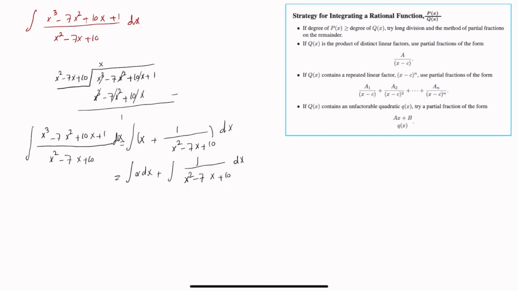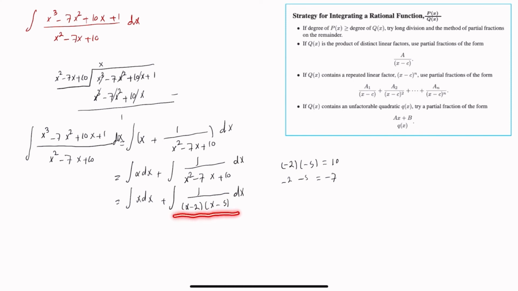So I want to find two numbers that when I multiply them, it results in 10, and when I add them, it results in minus 7. These two numbers are minus 2 and minus 5. When I multiply them, it's going to be 10. Then when I add them, it's going to result in minus 7. Therefore, we have the integral of x dx, and then this integral is going to be equal to the integral of 1 over x minus 2 times x minus 5 dx.